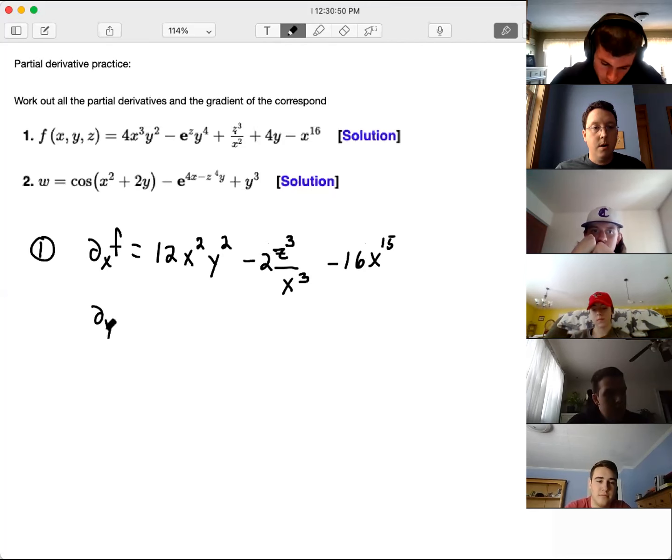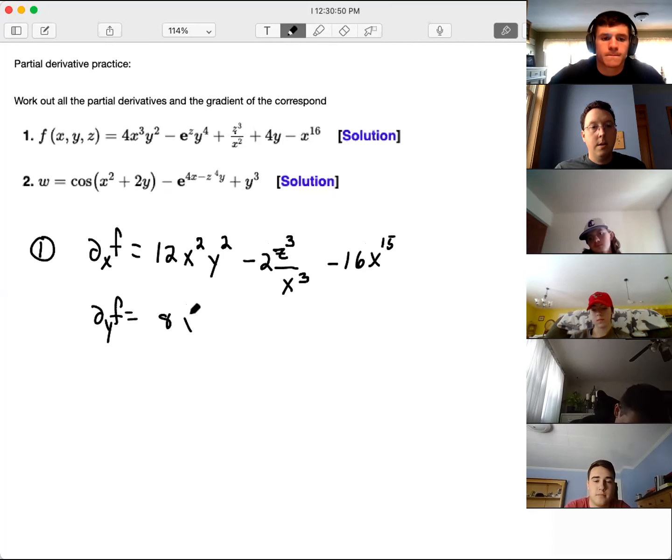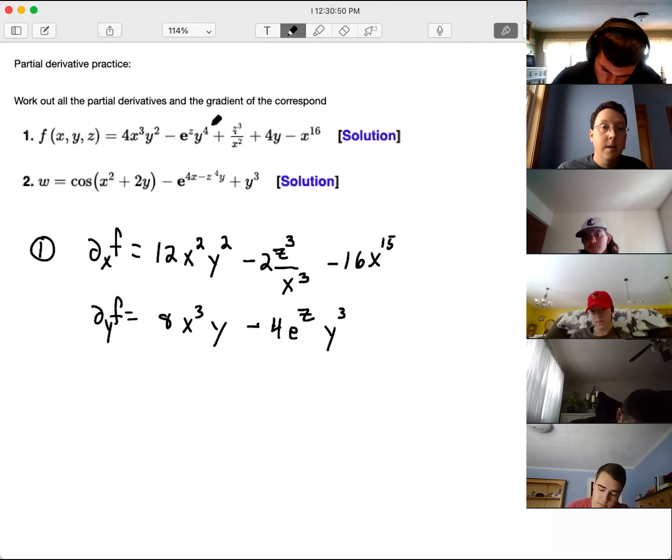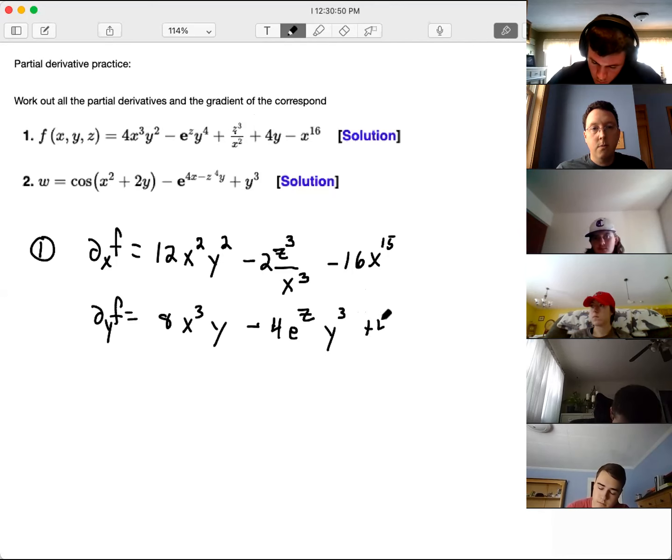Okay, I can do partial y acting on f, and I get 8x cubed y minus 4e to the z y cubed, because again z is constant for the purposes of taking a partial derivative with respect to y. I get a 4 out front and I lower the power, and then this acts like a constant, so I don't worry about that, and I get plus 4. How does that compare? Does anyone have anything different?